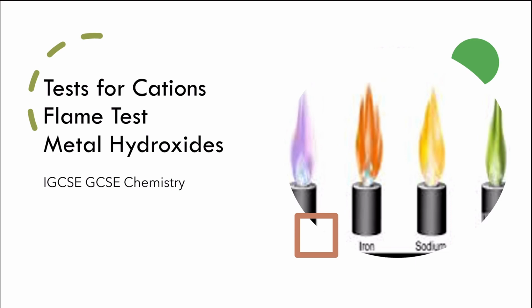In this video, I will be talking about testing for cations. And cations are the metal ions that have the positive charge. And we have two tests we can use. The first one is the flame test, and the second one is the formation of insoluble metal hydroxides.